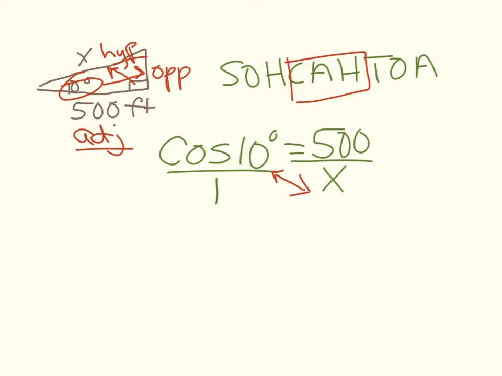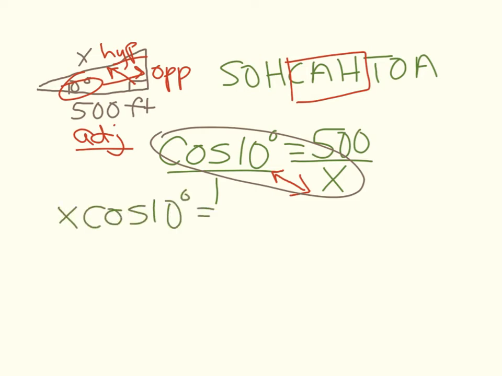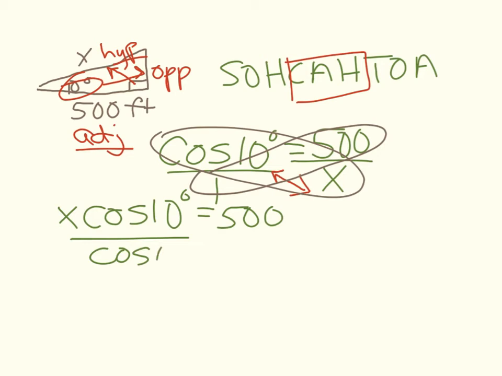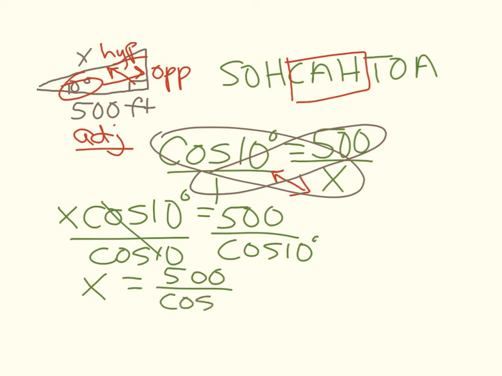So normally we would go ahead and cross multiply, and if I do that, I get x times the cosine of 10 degrees equals, and I would cross multiply the other direction and get 500. Okay, next I got to get x by itself, which means I have to divide by cosine of 10 degrees. That cancels it on the left and puts it in the denominator. So now I get x is equal to 500 over the cosine of 10 degrees.